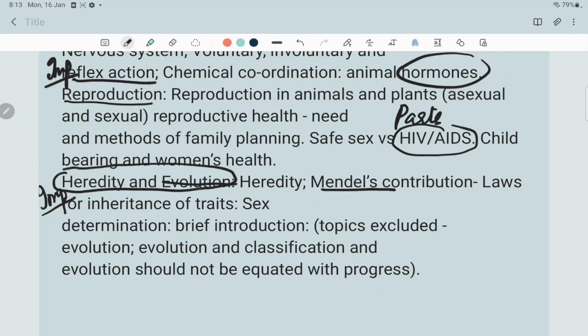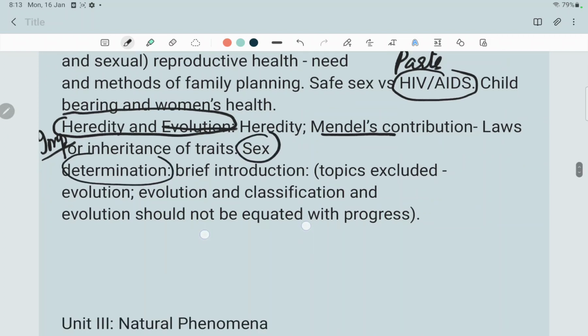Then the laws of inheritance. There are 3 laws of inheritance. You must learn them. Sex determination. You should know the crosses. Okay. Next.